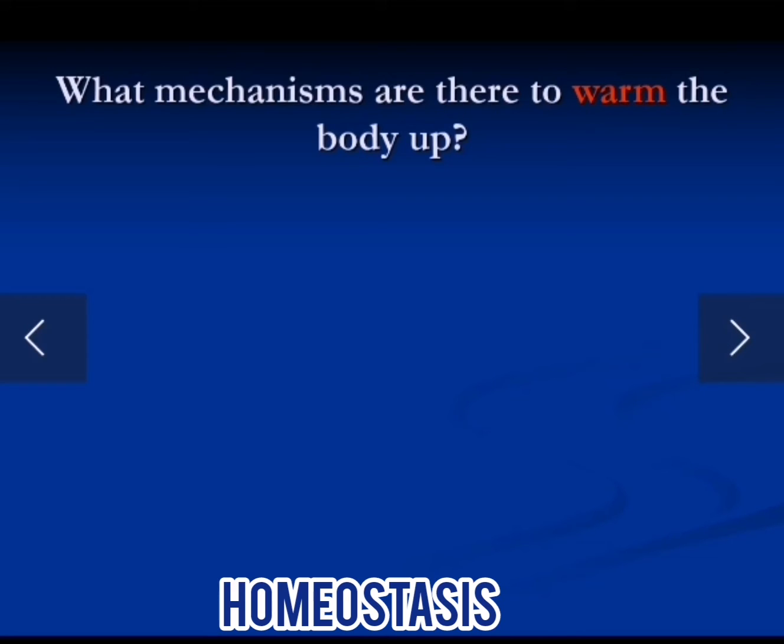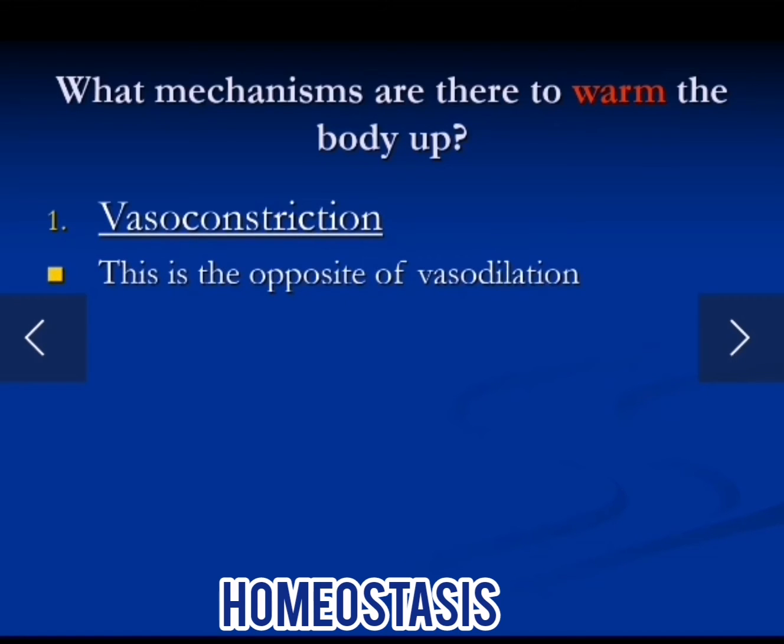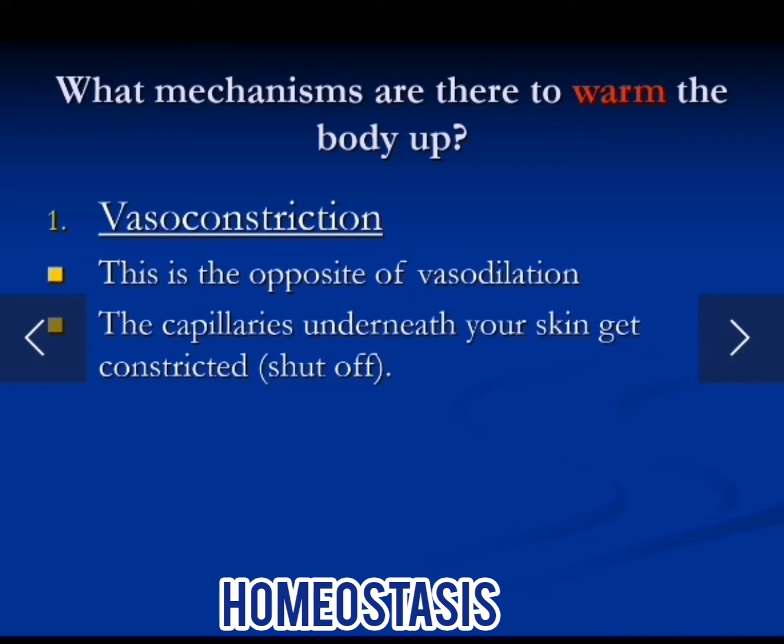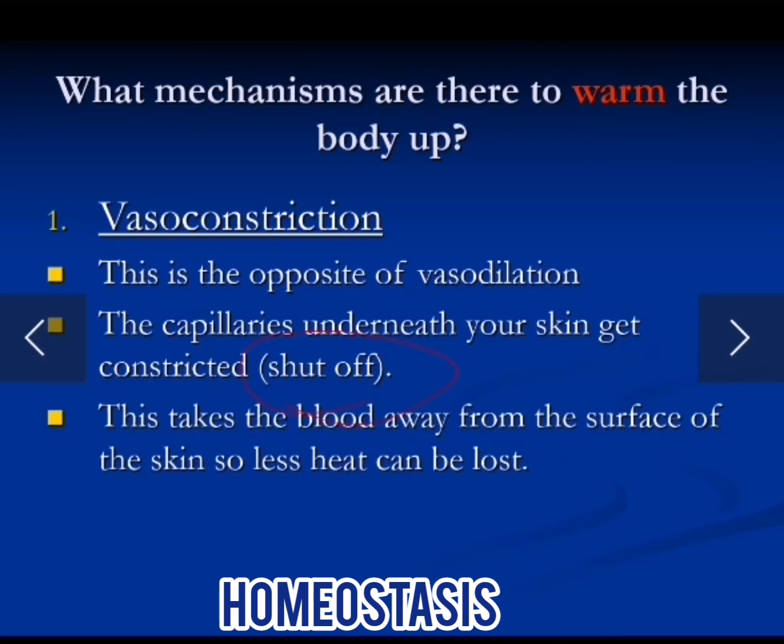What mechanisms are there to warm the body up? Vasoconstriction. This is the opposite of vasodilation. The capillaries underneath your skin get constricted, which means shut off or become smaller. This takes the blood away from the surface of the skin, so less heat can be lost.